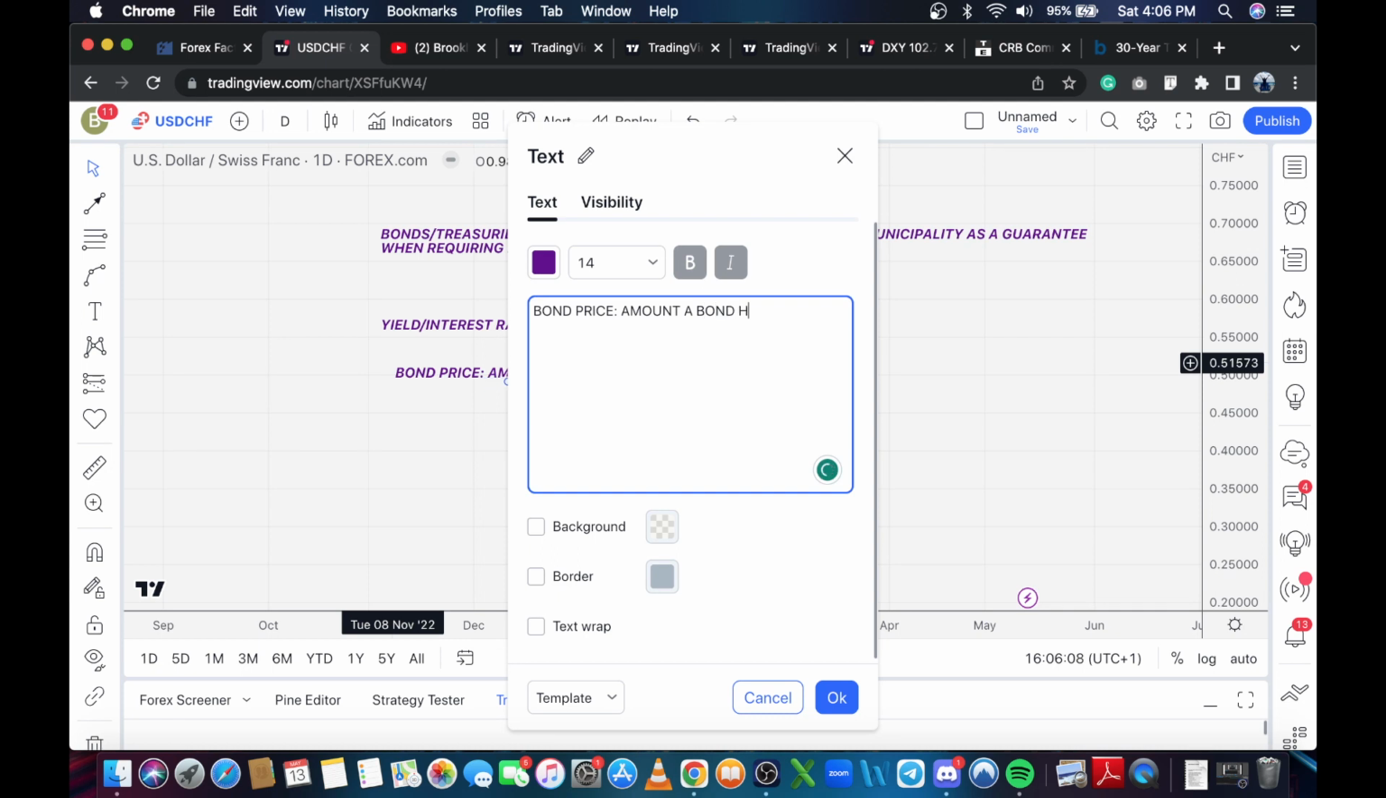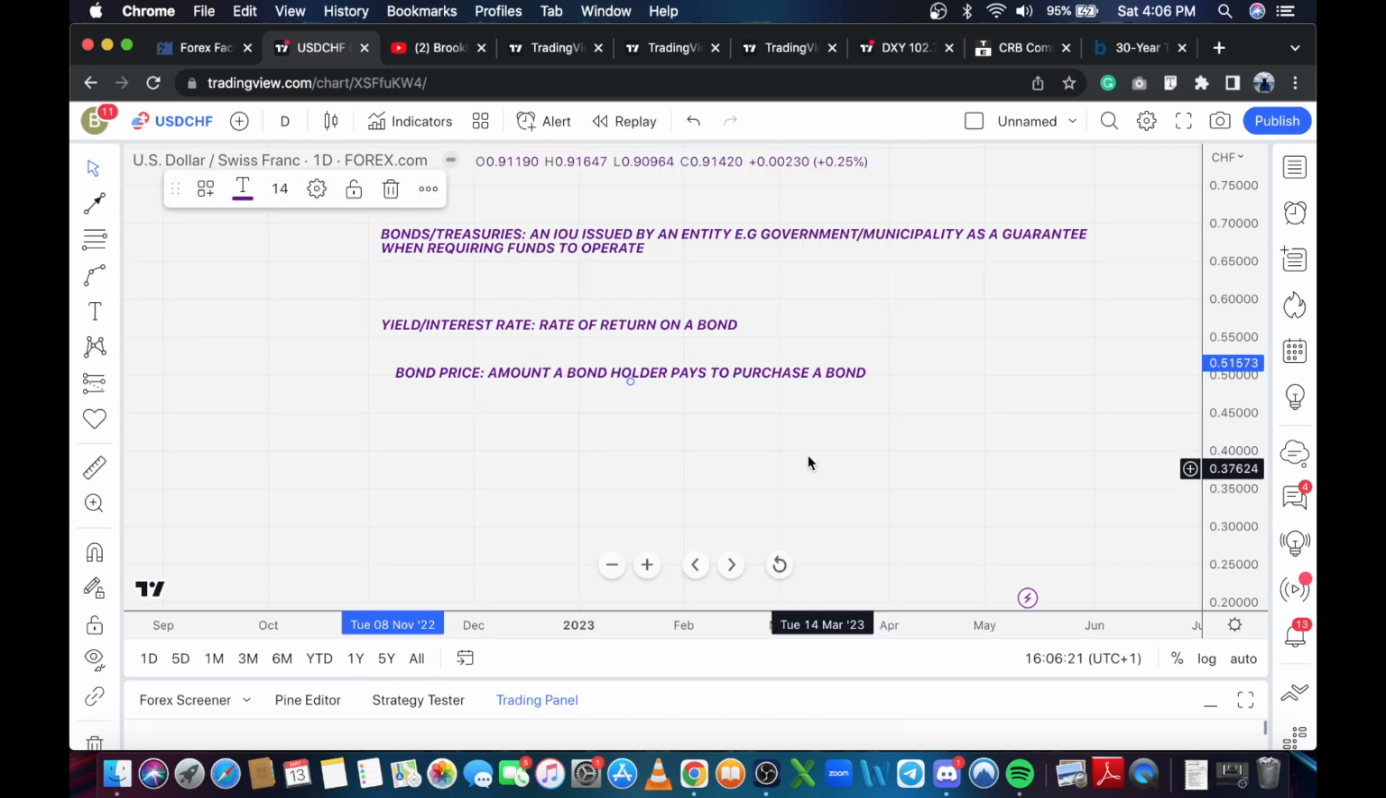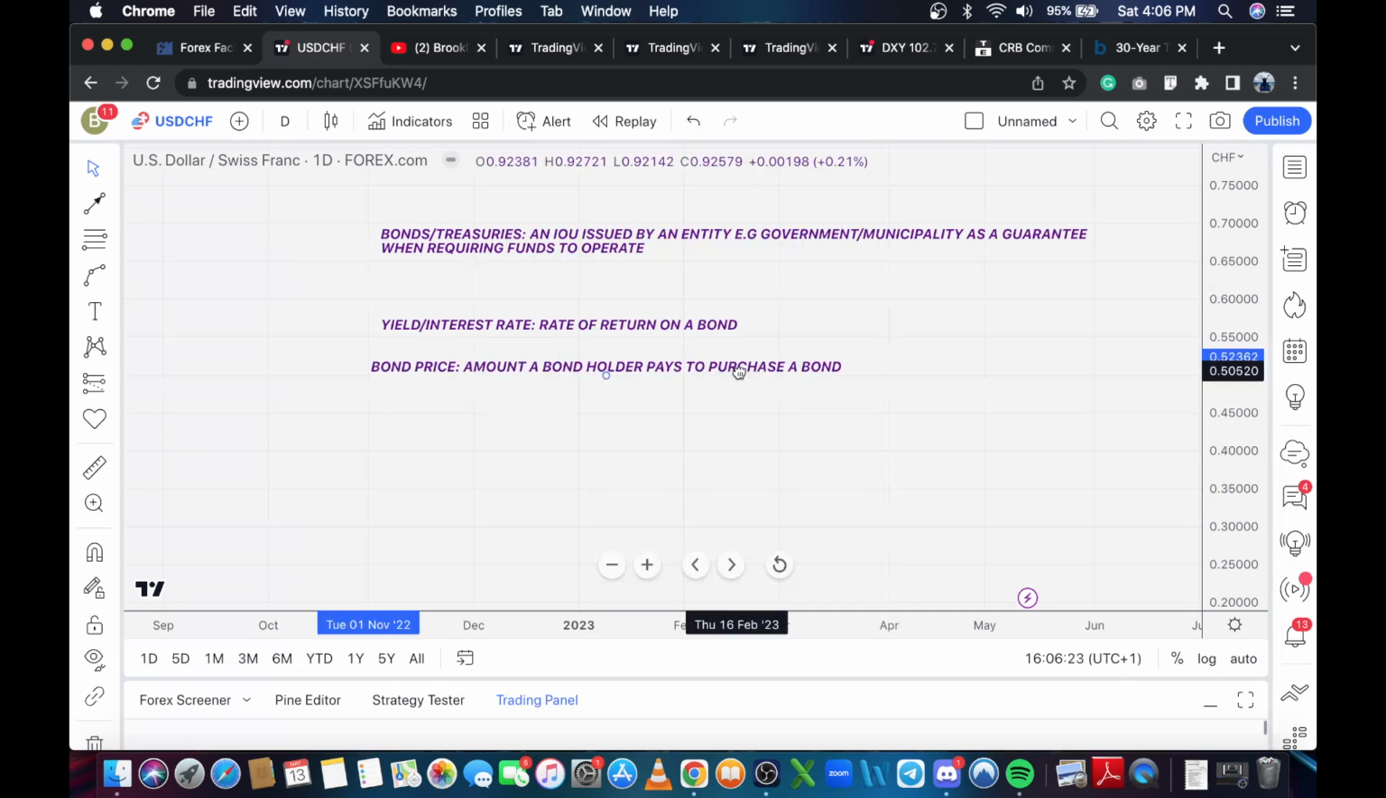a bondholder pays to purchase a bond. Okay, so the yield and interest rate is the rate of return on a bond, and the bond price is the amount you're paying to purchase or own a bond.